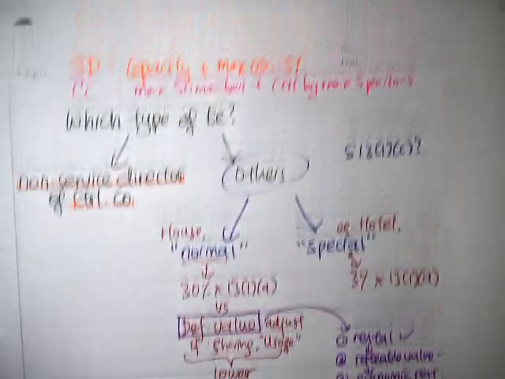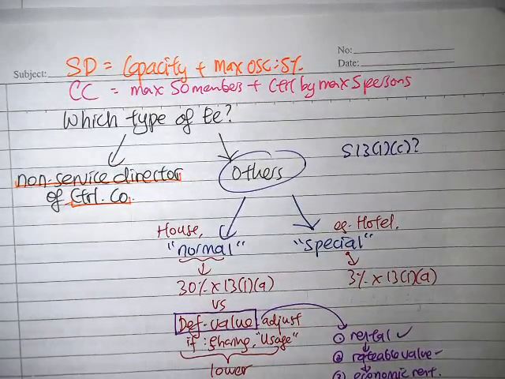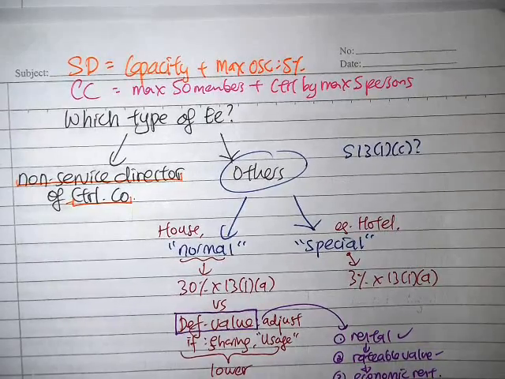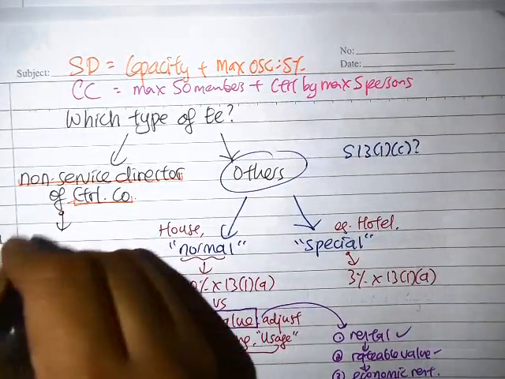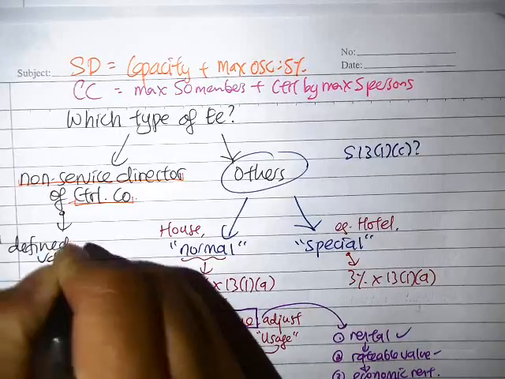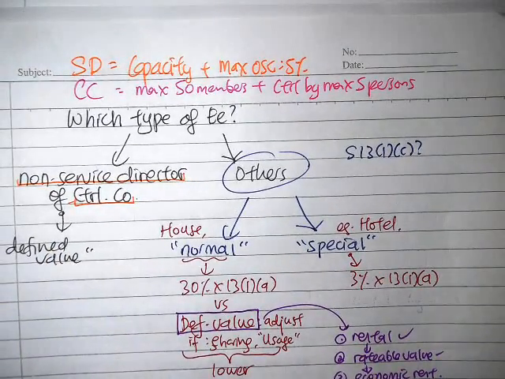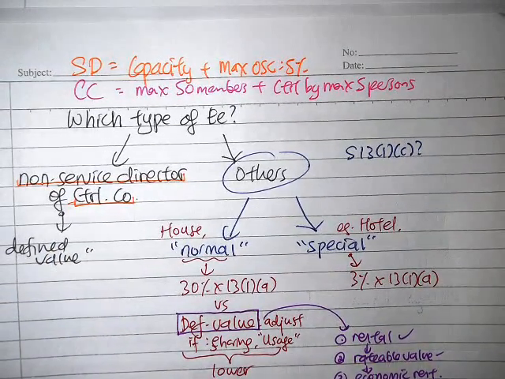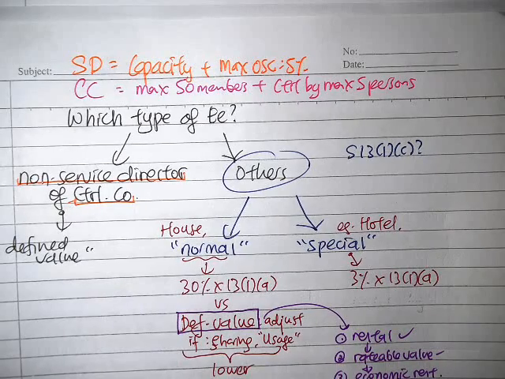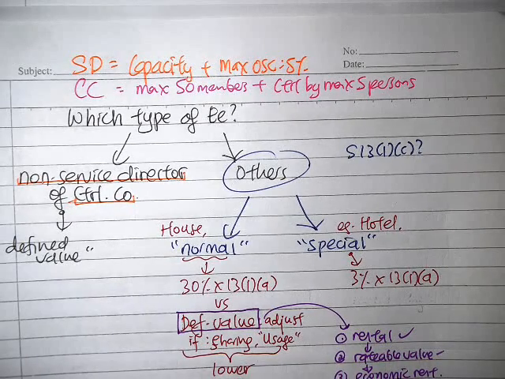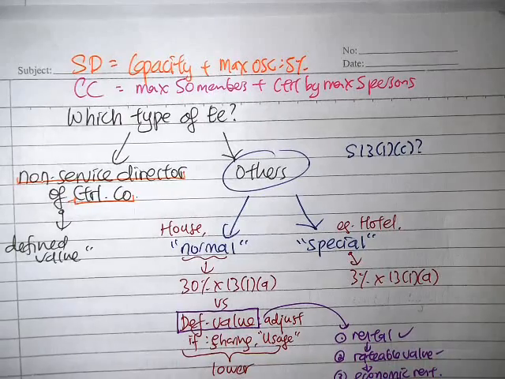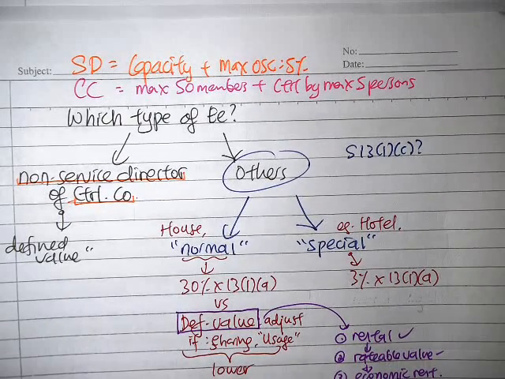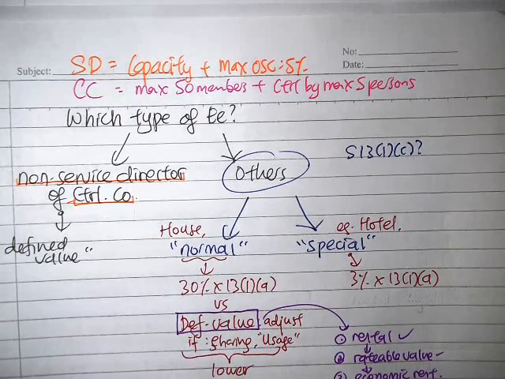Now if you fall into the group of non-service director, then it's quite simple. You just have to use the defined value of the living accommodation. So you're not allowed to do any adjustment, in the sense that you don't do comparison. Okay, you don't use the 30% and choose the lower. You don't have to do all that. You just use the defined value. Okay.